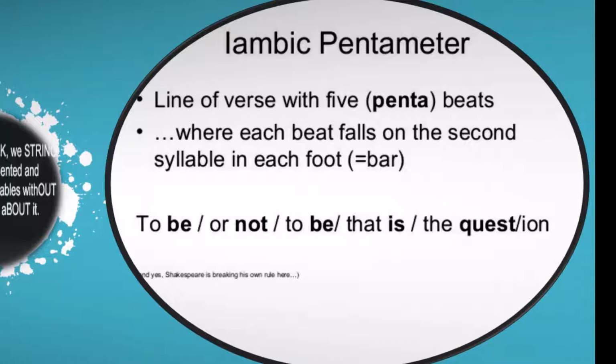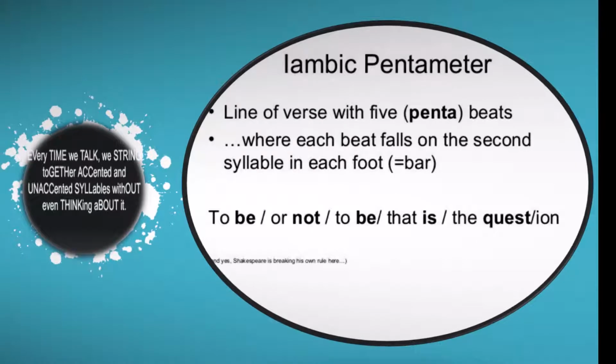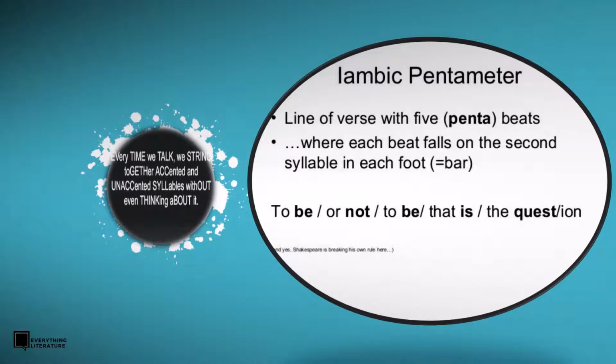So if we take a look at this, to be, it's more or less like da, dum. To be or not to be, that is the question. So that's more or less like the iambic pentameter, like we counted the beats, kind of making use of the syllables. Okay, I hope you get that, but we're going to take a look at it in one of the examples.